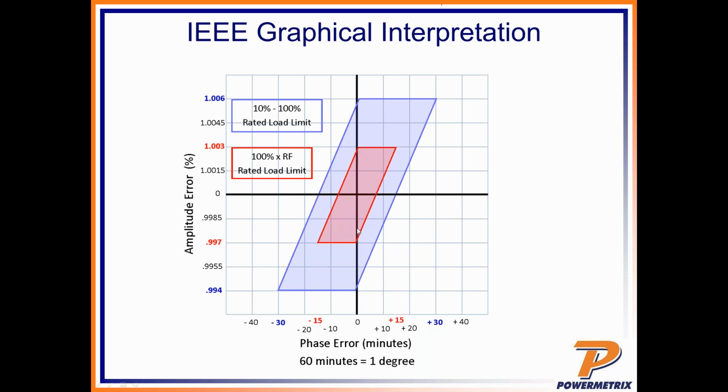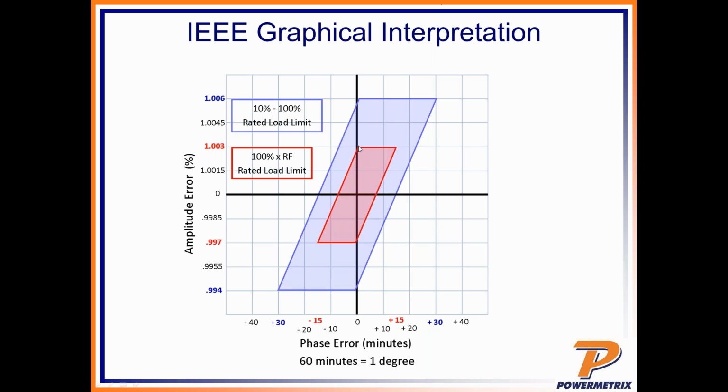As that amplitude error changes, you are allowed different varyings of phase error on that measurement as well. So for this 0.3% CT, as we get higher in this direction for amplitude error, we are allowed more phase error in this direction. And you'll see that limit here is only 15 minutes, okay? 60 minutes equals 1 degree. So you're talking 1/4 of a degree that you're allowed for that IEEE if you're fully loaded on that CT. That's a tight spec, right?